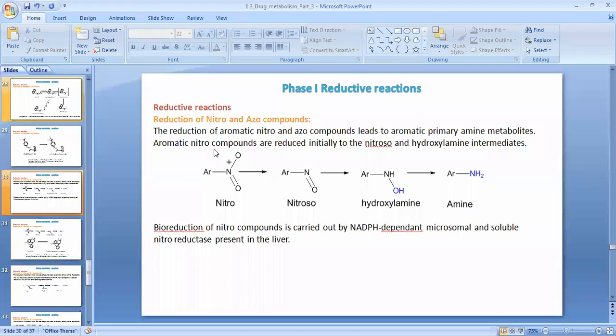Now the next type of conversion, the third compound or third case. Already we have seen that if there is a carbonyl functional group, they go for phase 1 oxidative conversion.